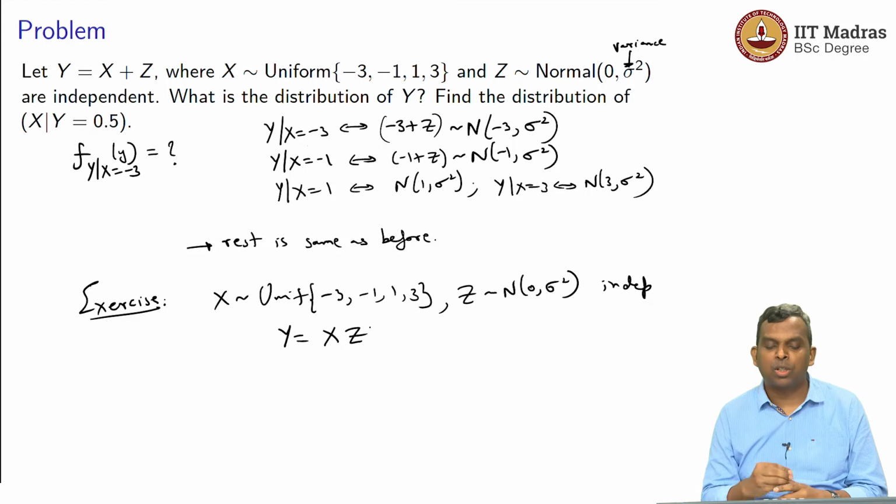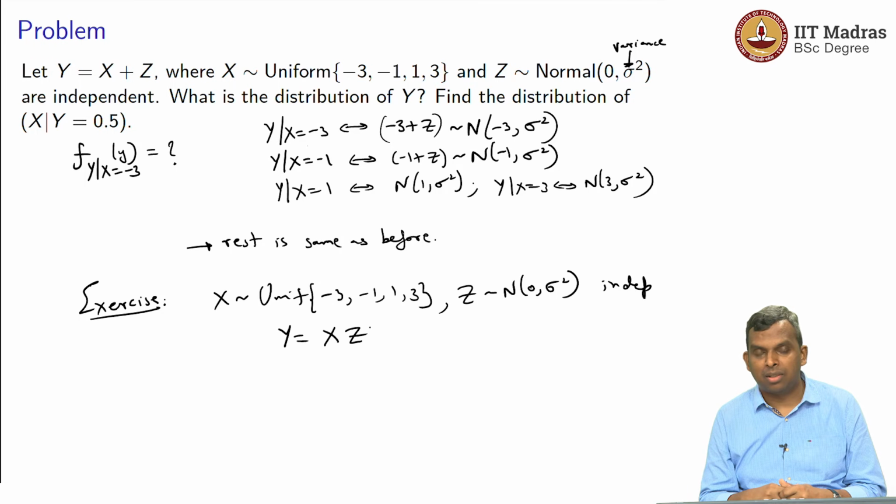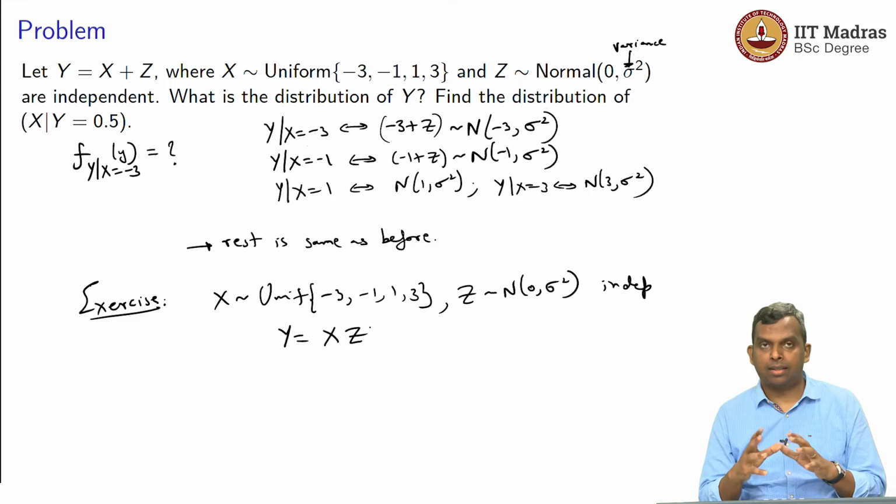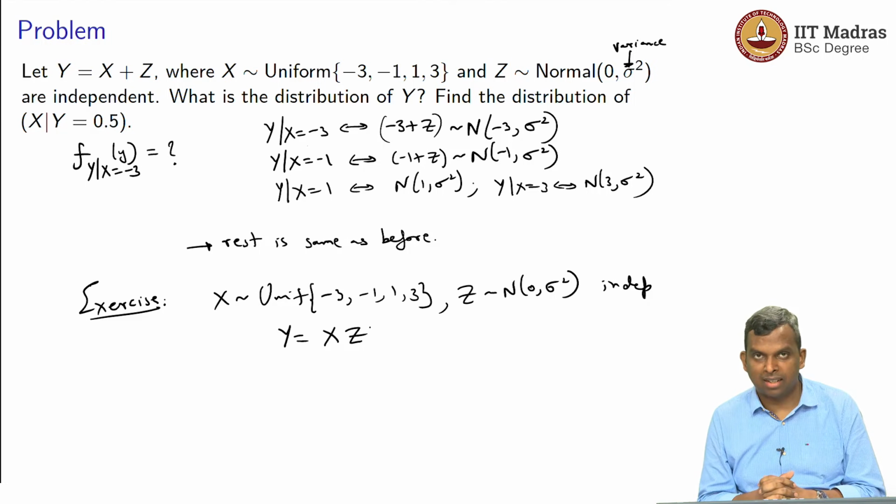So here also the problem boils down to finding Y given X equals -3. You'll see it's just X times Z, so it's -3 times Z. So Y given X equal to -3 is just -3 times Z, and that is normal with mean 0 and variance 9 sigma squared. This is important to understand.